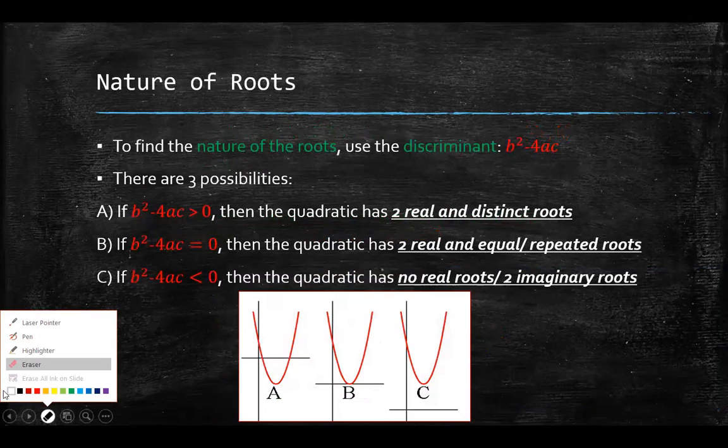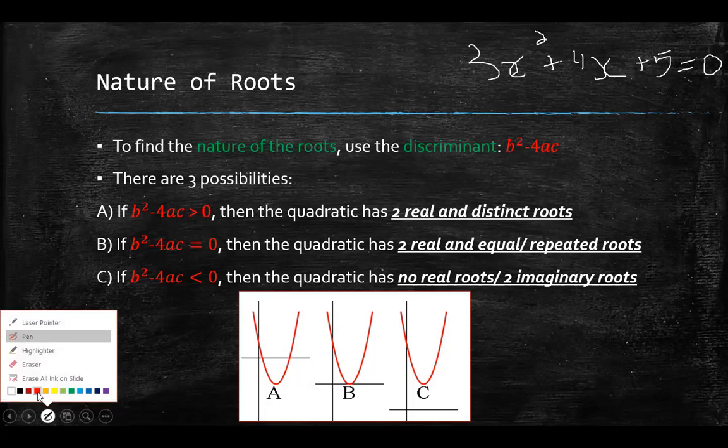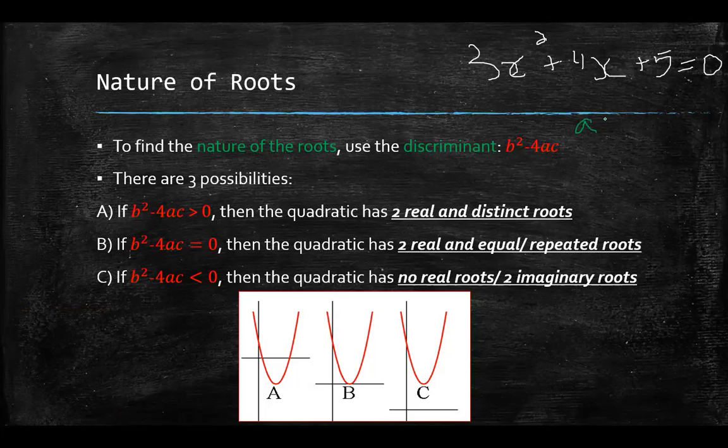Nature of roots. If they ask me to find the nature of the roots, I use the formula b squared minus 4ac, and that's known as the discriminant. If my quadratic is 3x squared plus 4x plus 5, A would be 3, B would be 4, and C would be 5.